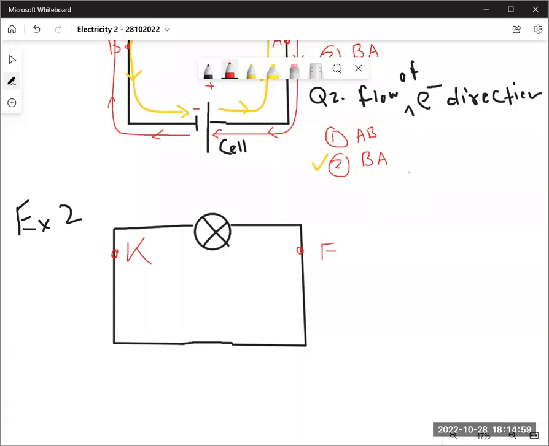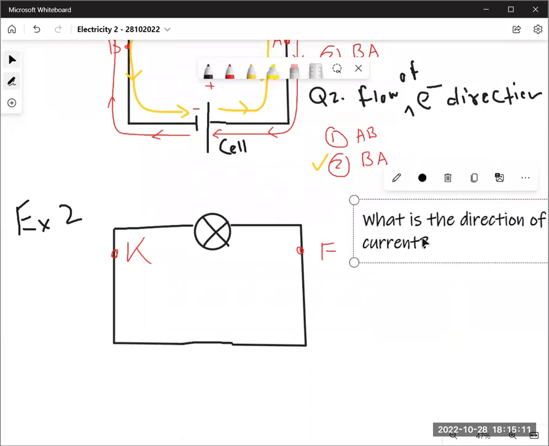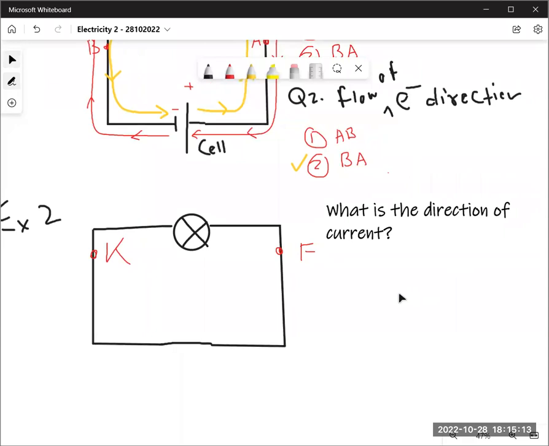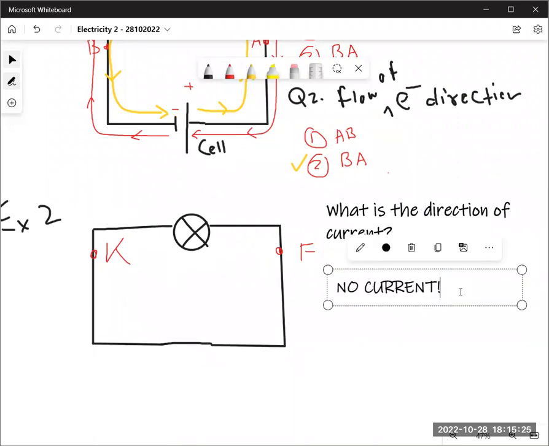So what's the question again? The question is, what is the direction of current? But how do we know where the positive and negative are? So will this circuit have a current? No, it won't, because there's no positive and negative. There's no battery. There's no power supply. There's no cell. So that was a trick question.